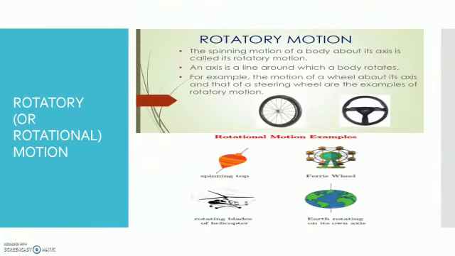Rotatory or rotational motion. The spinning motion of a body about its axis is called its rotatory motion. An axis is a line around which a body rotates. For example, the motion of a wheel about its axis and that of a steering wheel are examples of rotatory motion. Spinning top, Ferris wheel, rotating blades of helicopter and the earth rotating on its own axis are some other examples of rotatory motion.